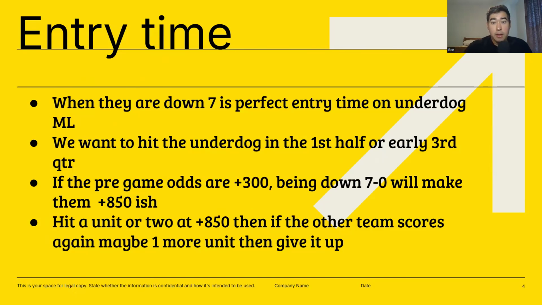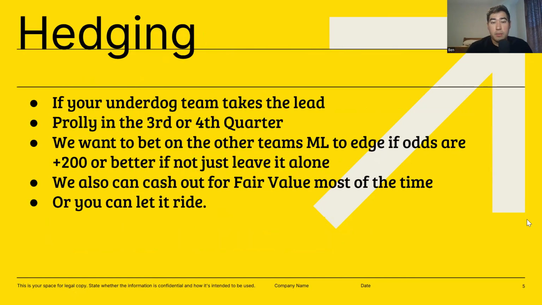And if they do happen, then we got to think about hedging, right? So if our underdog team takes the lead, probably in the third or fourth quarter, is when they're going to take the lead, we want to bet on the other team's money line, just to hedge, right? So if the odds are plus 200 or better for the favorite, we might as well just bet on them and hedge our bet, right?